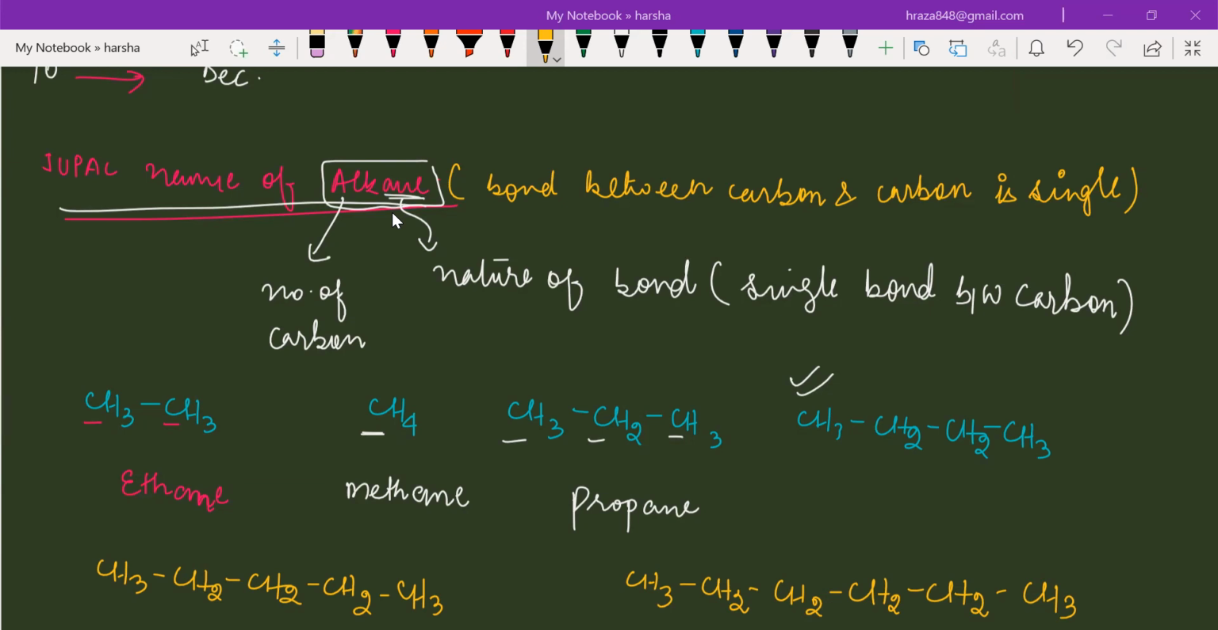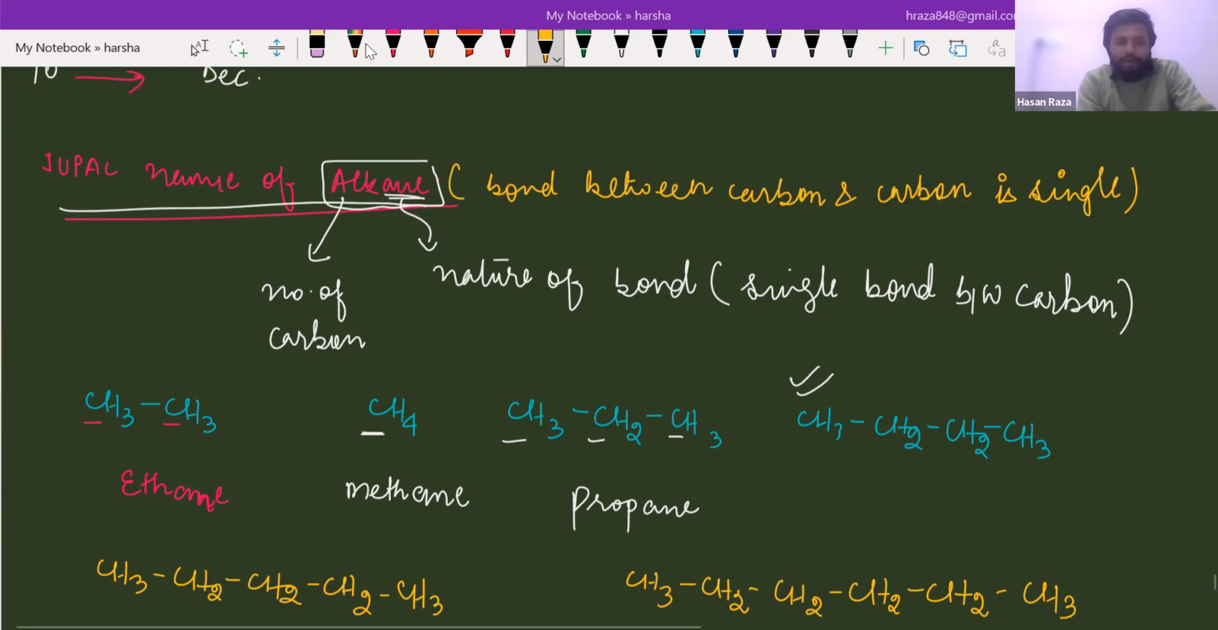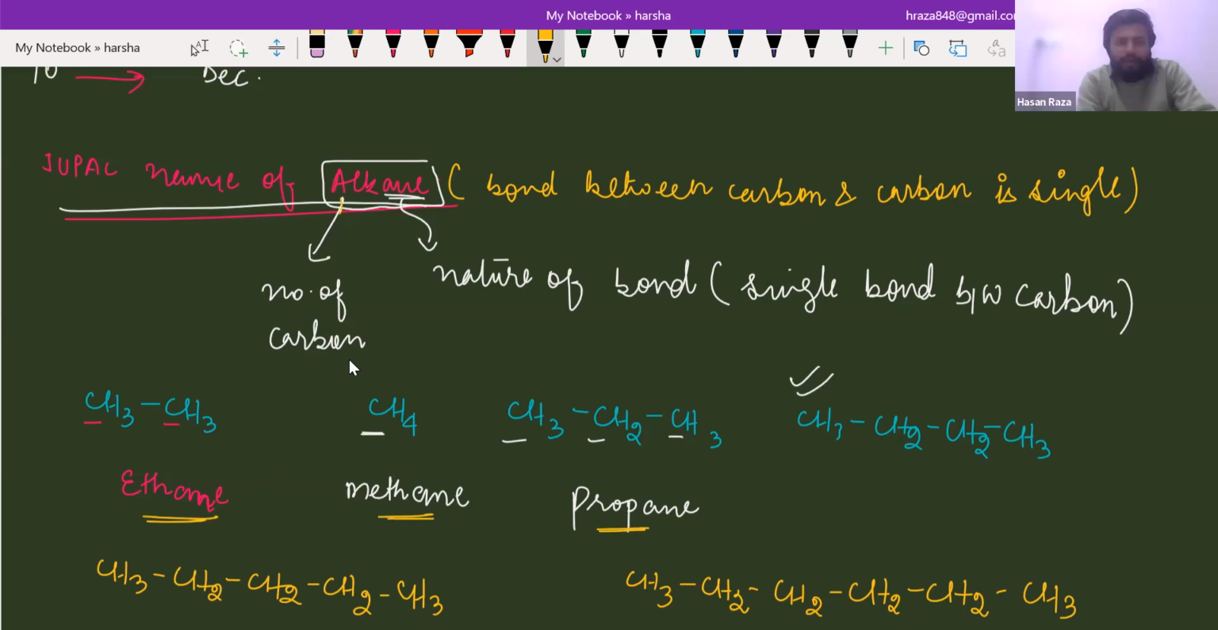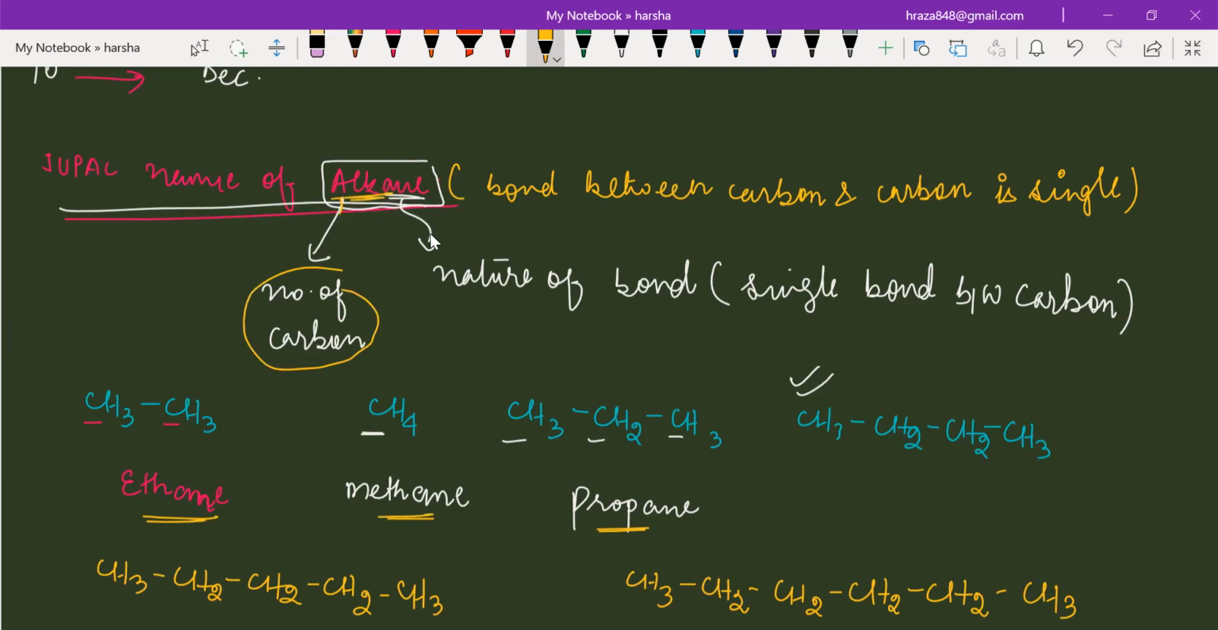No, sir. What's written there? Blue. Where? The heading, the name of alkane. What is it? Alk means number of carbon. Are you talking about this? ALK? No, the whole statement, sir.